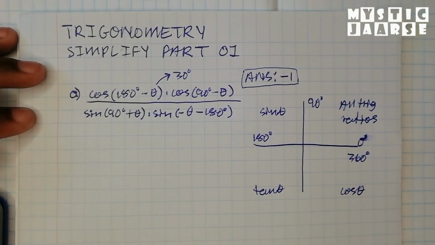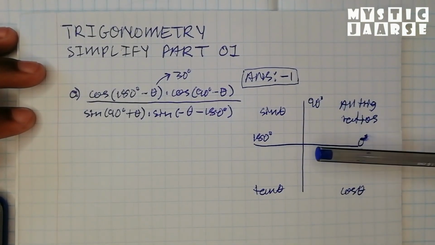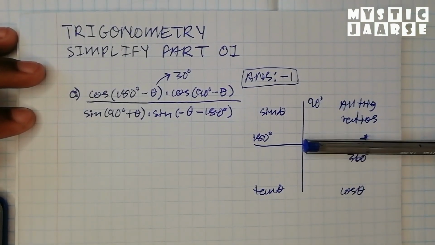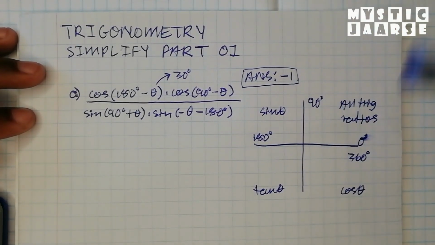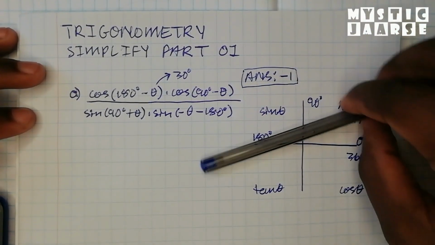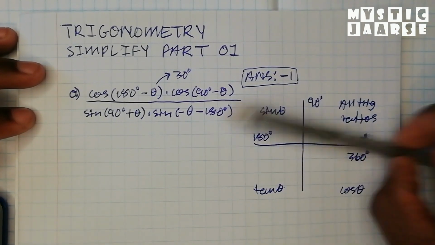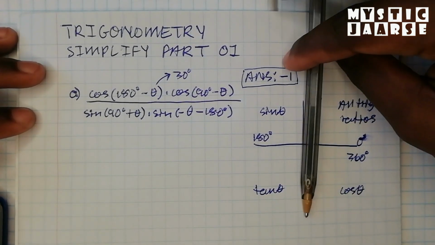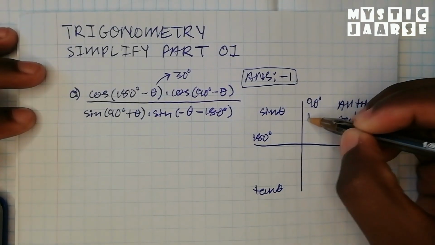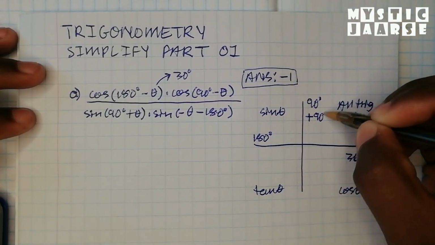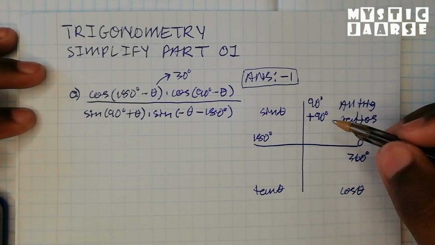Whenever we are dealing with angles, we always start from 0 degrees and then we move anti-clockwise, or counterclockwise, until we complete a cycle. When we get to 90 degrees and go beyond it, we say we are going beyond 90 degrees. So that is 90 degrees plus.